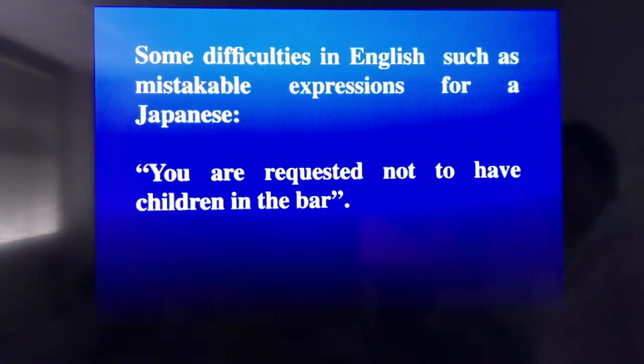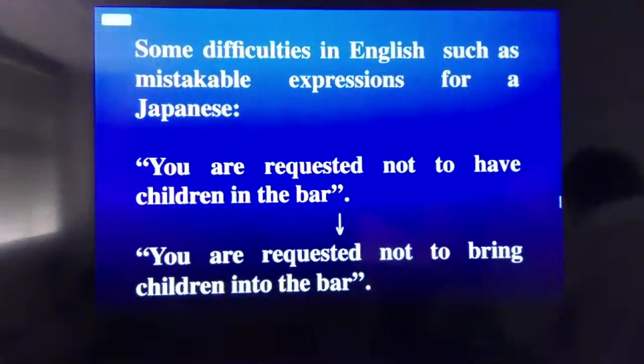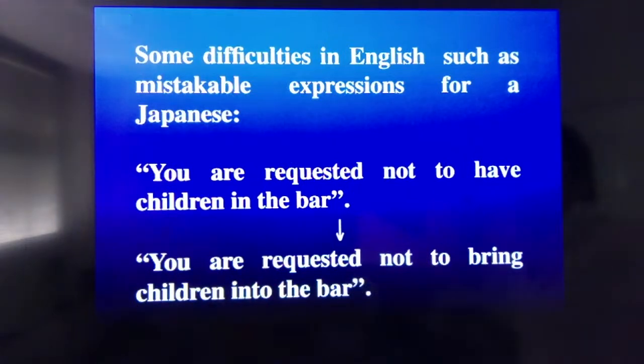And this is quite a serious sentence. You are requested not to have children in the bar. So it looks like you cannot come to the bar with your children or something. But in those cases, you have to say you are requested not to bring your children into the bar. Is that correct? It sounds like you are requested not to have children in the bar. It's a completely different meaning.